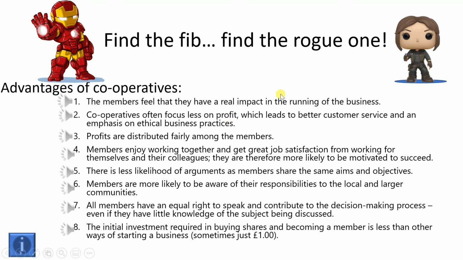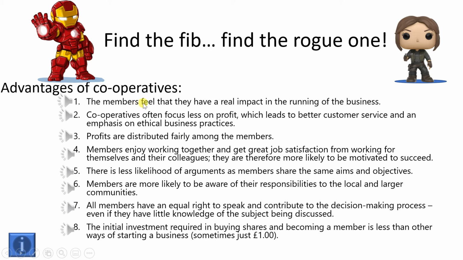Here's a list of advantages of cooperatives. You need to find the fib. You need to find the rogue one. There's a clue. There's only one of those in there which is not an advantage. It is a disadvantage. So you need to go through each of those and choose which one you think is the rogue one. And at the end, it will actually go red and show you the answers.